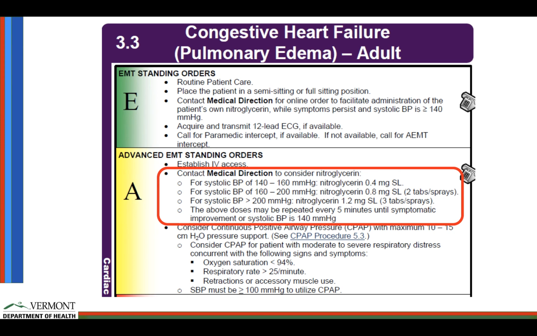Contact medical direction to consider nitroglycerin. For a systolic blood pressure of 140 to 160, administer nitroglycerin 0.4 mg sublingual. For a pressure of 160 to 200, administer 0.8 mg sublingual. And for a pressure greater than 200, administer 1.2 mg sublingual, or 3 tabs or sprays. The above doses may be repeated every 5 minutes until symptomatic improvement, or systolic blood pressure is 140 or less.